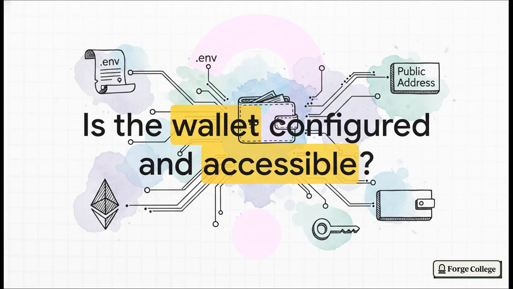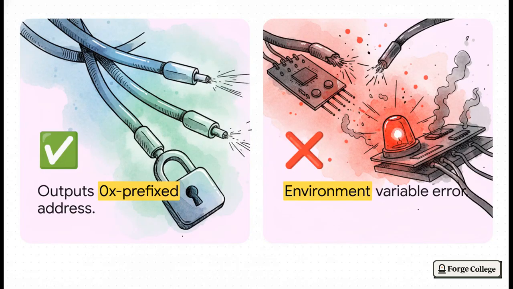We have to be absolutely sure that our script can actually read the .env file, grab the private key, and derive a public address from it without throwing a nasty error. To test this out, you run a quick one-liner in your terminal. If it succeeds, you'll see a 0x prefixed 20-byte Ethereum address pop up. That tells you the wallet is perfectly wired up.